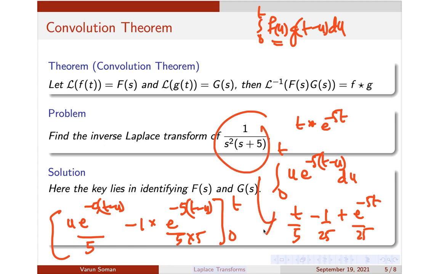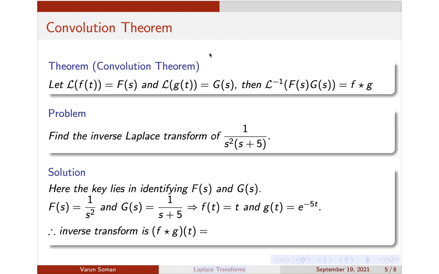You can also try to find e raised to minus 5t star t also, then also you will be getting the same answer. So please try that question yourself also. So this is integration here. I hope it is clear.